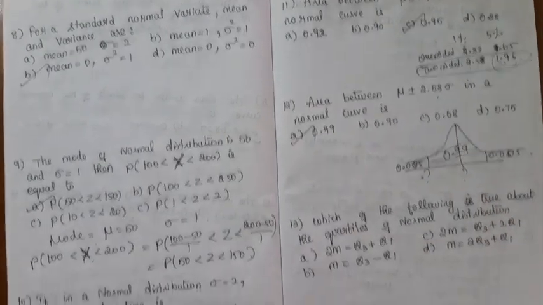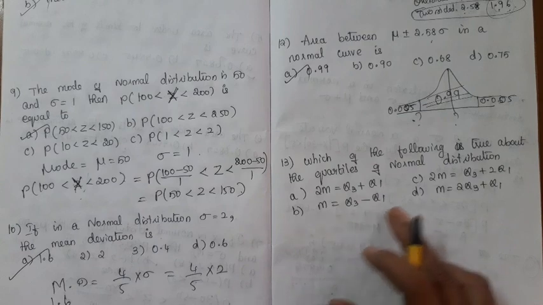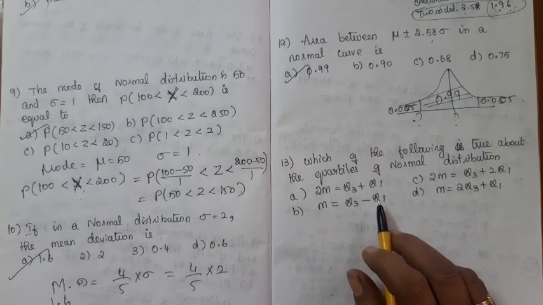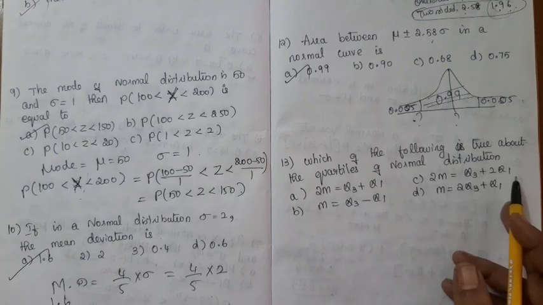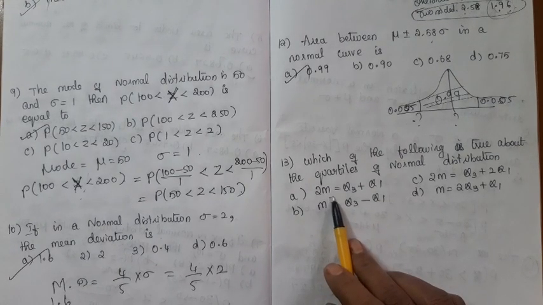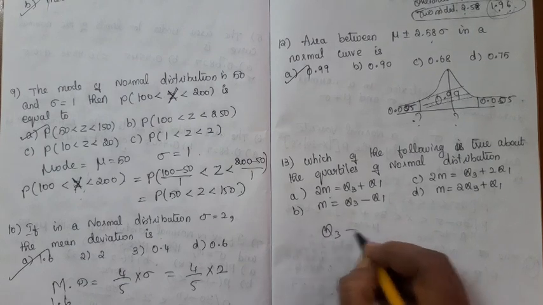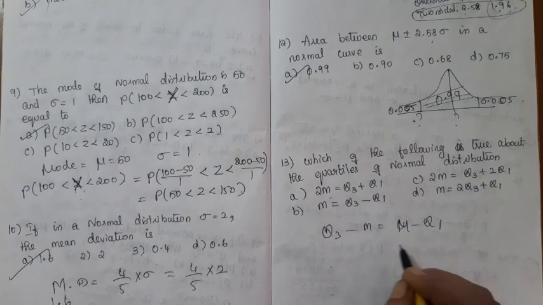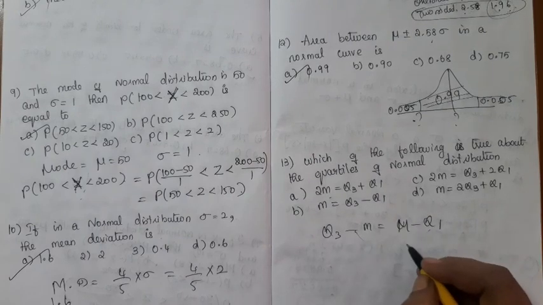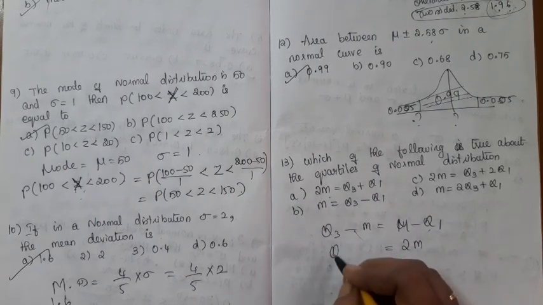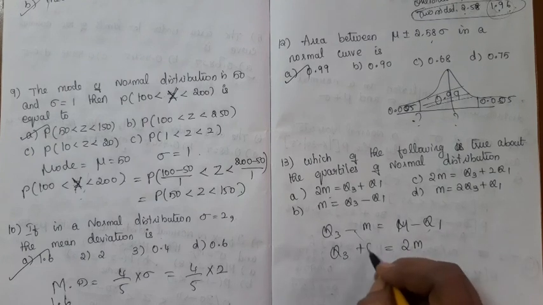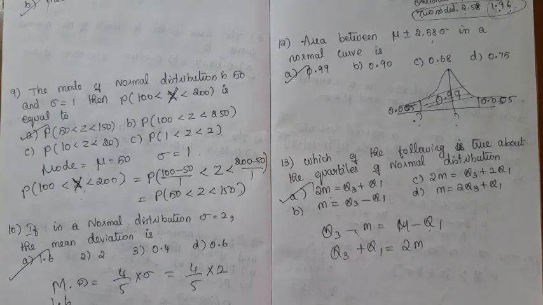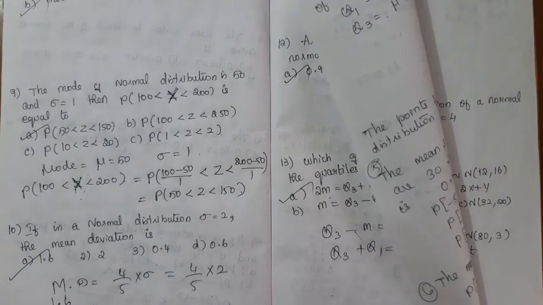So 0.99. Which of the following is true about quartiles of normal distribution? Normal distribution is a symmetric distribution. So which of the following is true? This is true: 2 times the median, because you know Q3 minus median is equal to median minus Q1 for a symmetric distribution. So when median goes here, you have 2 median, and here you have Q3 minus Q1, which when it comes to the left becomes plus Q1. So option A is the correct answer. Okay. Fine.